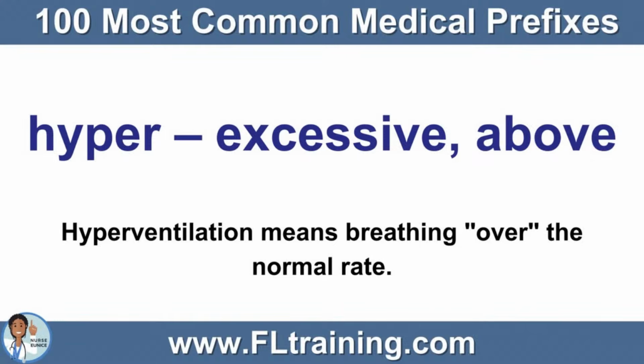Hyper means excessive or above. So hyperventilation means breathing over the normal rate. For an adult, the normal respiration rate is 12 to 20. Of course, with exercise or pain, we expect there to be some increases in the respiratory rate. But if you go into a patient's room and they're breathing 30 breaths per minute, then that person is hyperventilating. They're breathing too fast.